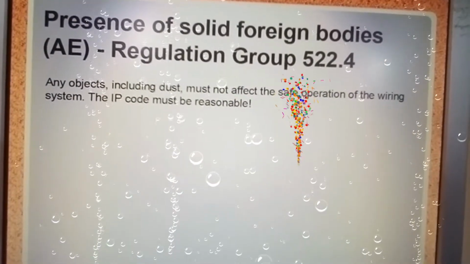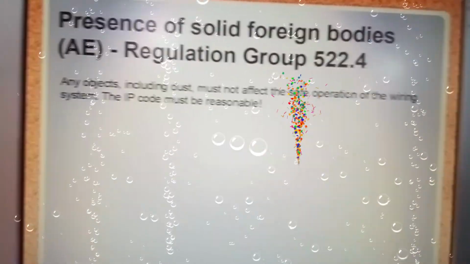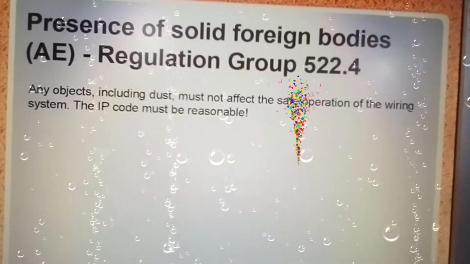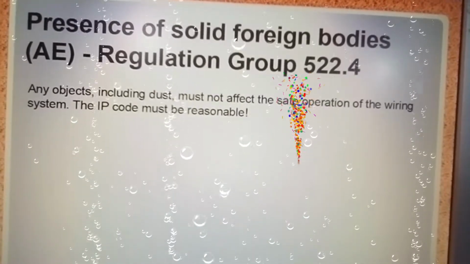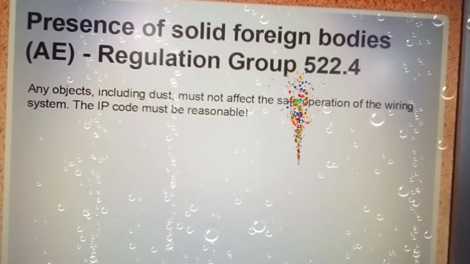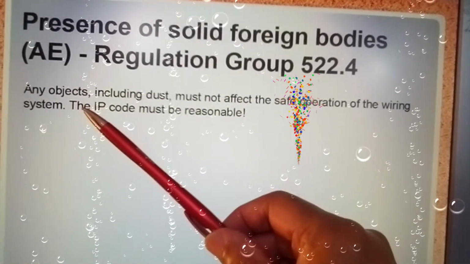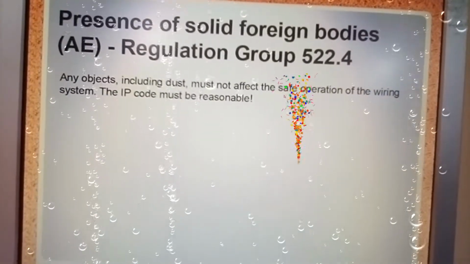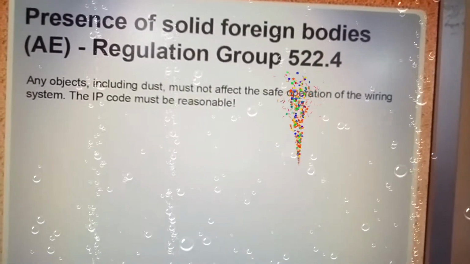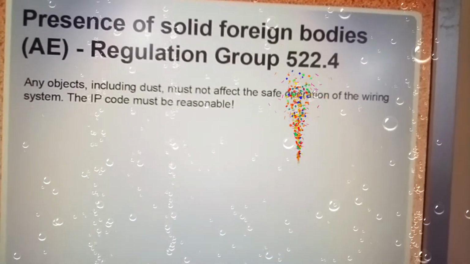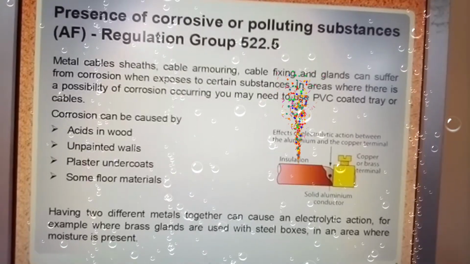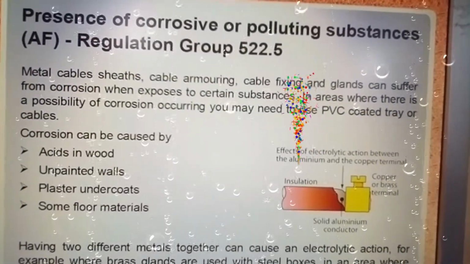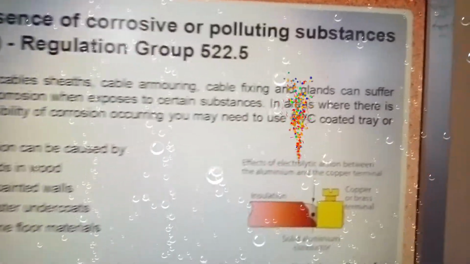For the solid foreign bodies, AE, regulations group again 522.4. Now again, I don't need to be reading this out to you. You're capable of reading this for yourselves. Hang on, sorry, let me just go back a bit, make sure we do it right. Now the IP code is IP, like IP45, IP65, etc. And you'll find this in one of my videos that I've done previously, I believe it's in the electrical principles side, but don't hold me to it. You'll need to look for it for yourselves. But it tells you about the standard of the IP codes and how they are arrived at. And again here, just telling you about pollutants.